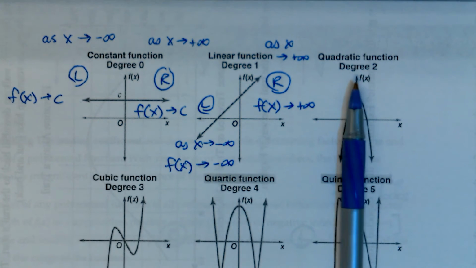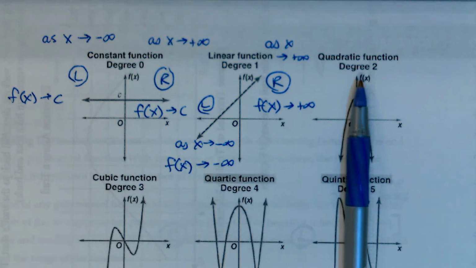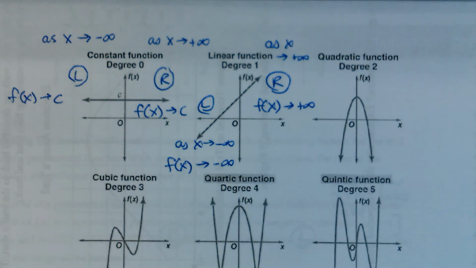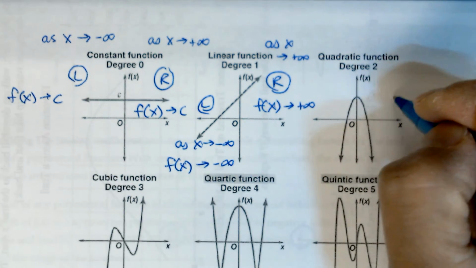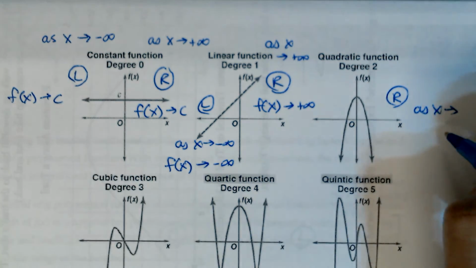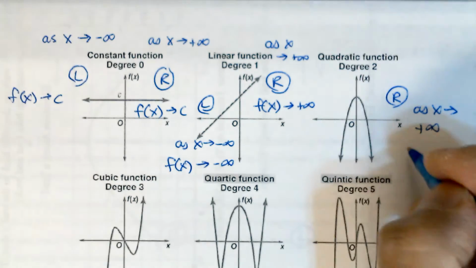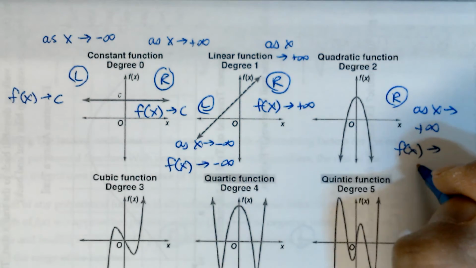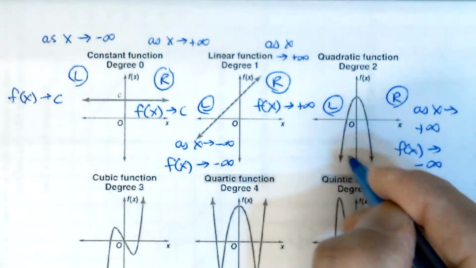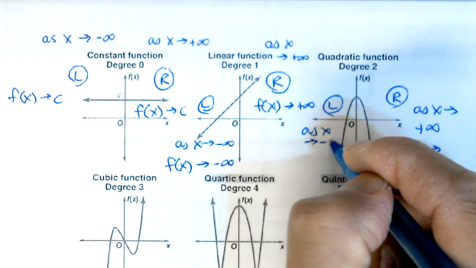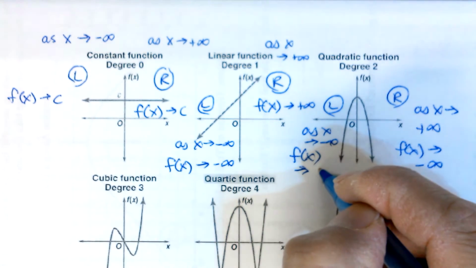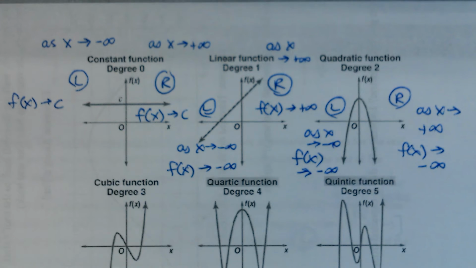So for this quadratic function, if we cover up the middle, we see that the graph shoots downward and downward on both sides. So we can write on the right hand side, as x approaches positive infinity, f of x approaches negative infinity. On the left hand side here, we see as x approaches negative infinity, f of x shoots downward, so it approaches negative infinity as well.